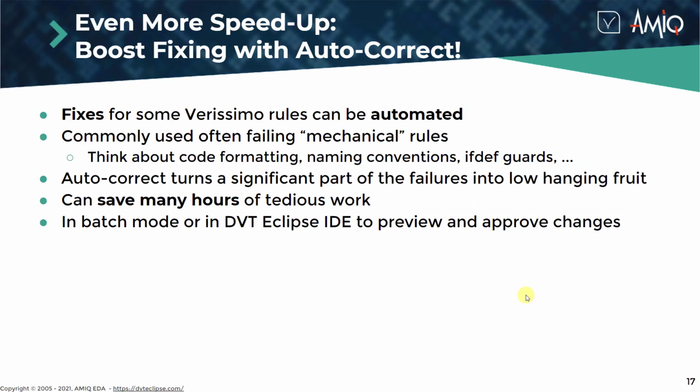Finally, it's time for fixing, and Verissimo can help with that too. Fixes for some Verissimo rules can be automated, especially commonly used mechanical rules, which are also the often failing, annoying types of checks. Think about code formatting, naming conventions, if-def guards, forgetting to call super in a virtual method override, and so on. Well, Verissimo Autocorrect turns a significant part of the failures into low-hanging fruit. When dealing with many failures, it can save even hours of tedious work.